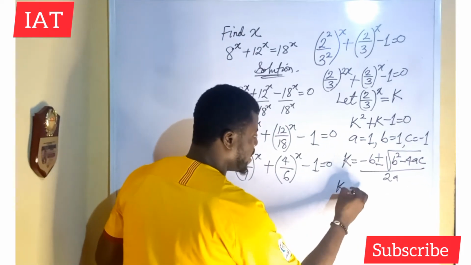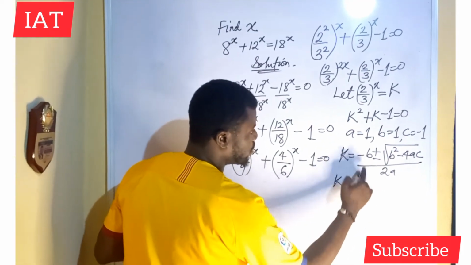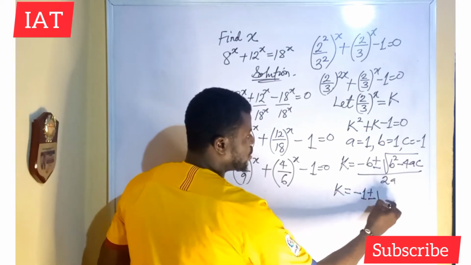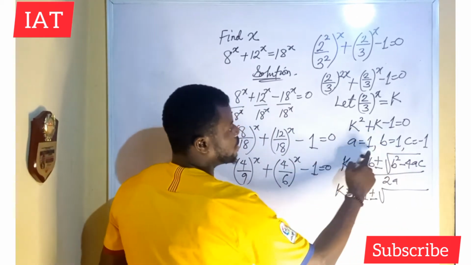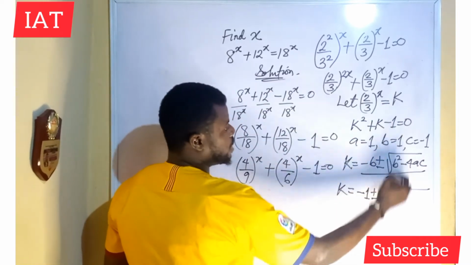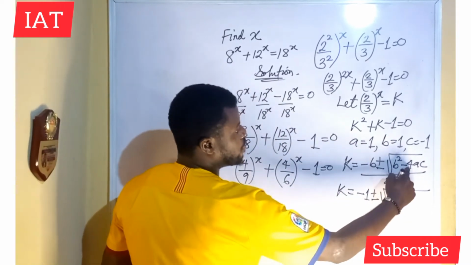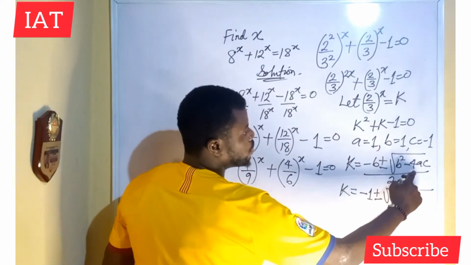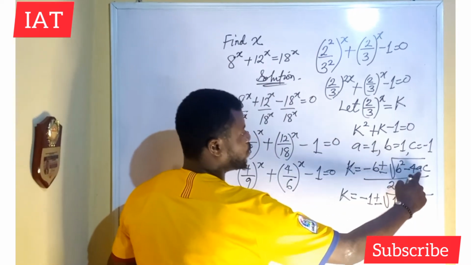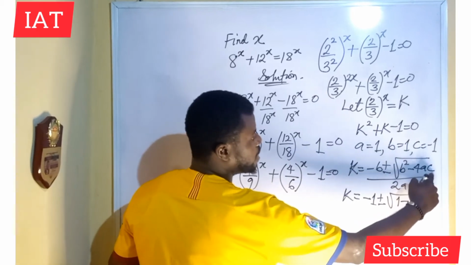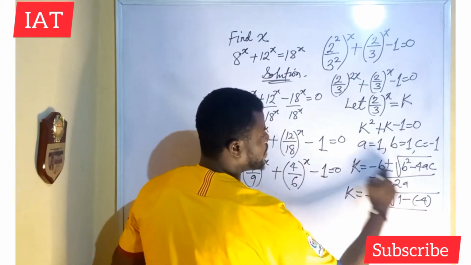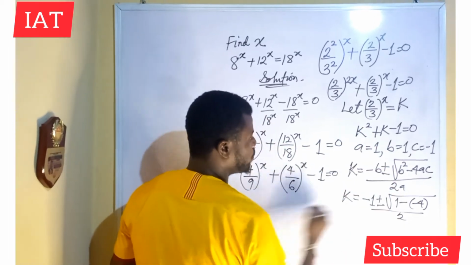It's simple. We have k equal to minus, what is our b? Our b is 1, plus or minus the square root of b squared, that is 1 squared is 1, minus 4 times a. Our a is 1, c is minus 1. So we have 4 times a, 4 times 1 times minus 1. That will give us minus 4, all over 2 times 1. Our a is 1, which is 2.